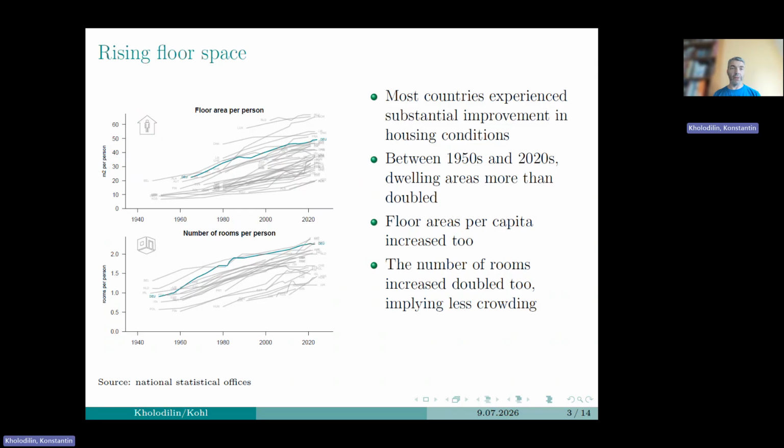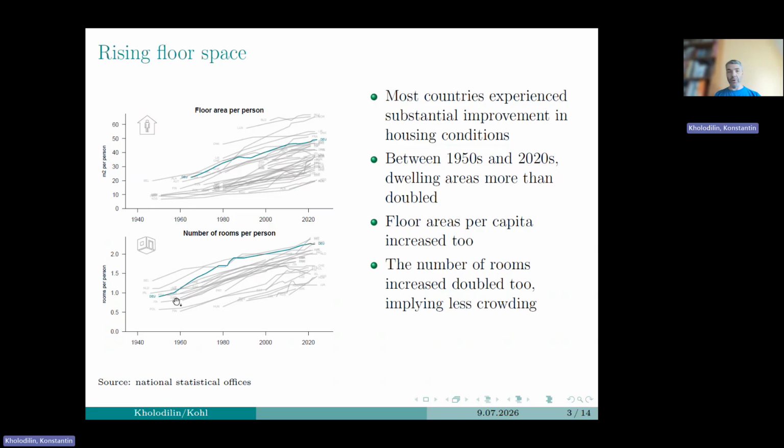So we are used, I think, already to the decades of growing housing size, and indeed the floor area per person in square meters or number of rooms per person increased a lot since the 1950s, 1960s, as we can see here in these pictures. This is the floor area per person in European countries. The green line corresponds to Germany, and we see that between 1950 and 2020s, the average floor area per person increased from, say, 15 to 30, 35 square meters, so more than doubled.